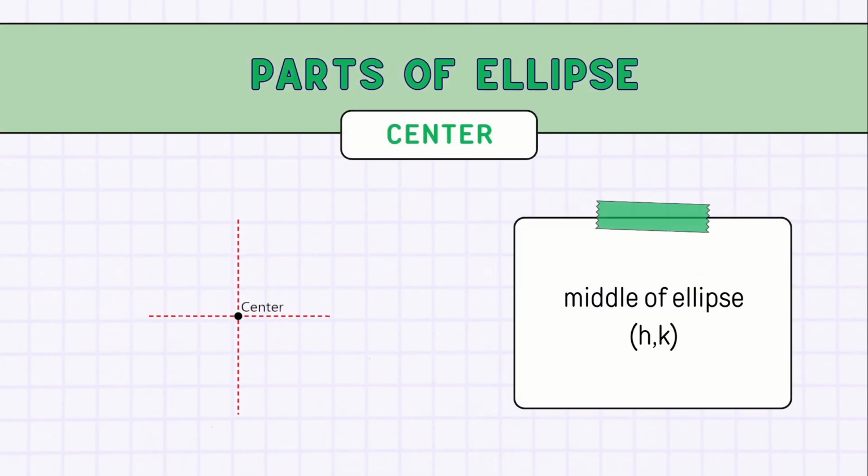Parts of an ellipse. First, we have the center. The center of an ellipse is the midpoint of the figure. It is also written as (h, k). This is just like the center of a circle, which is written as (h, k), and the vertex in a parabola, written as (h, k).